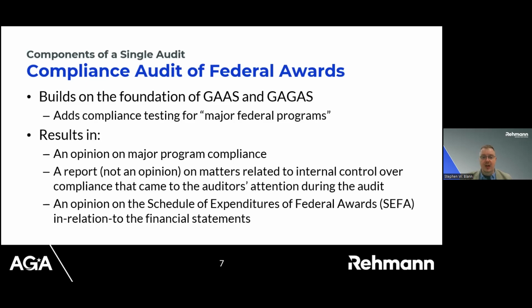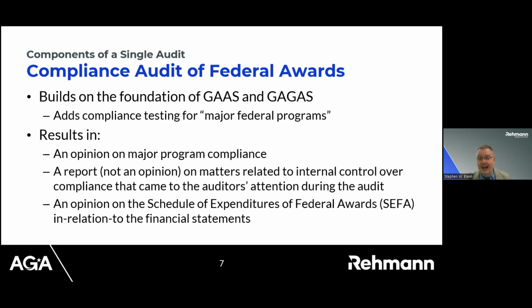So whether that schedule has one grant program on it or 50 grant programs, it's a list of all the federal grant activity that an entity had during its last fiscal year. And the auditor is going to express an opinion on whether that list is fairly stated in all material respects in relation to the financial statements taken as a whole, that financial statement audit that was mentioned in the first part. So those are all the parts and pieces that come together to make a single audit.